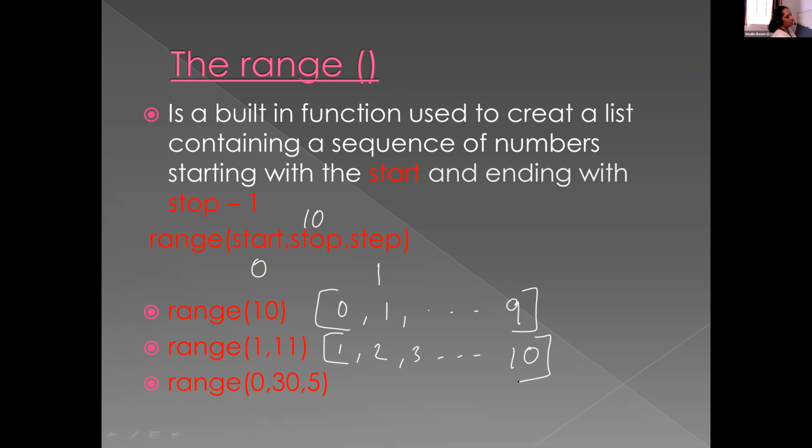Then Srihari. Next one, range of 0, 30, 5. 0 start value, 30 stop value, 5 is step value. Then what is the result? 0, 5, 10, then last value 25. Correct. Is it clear?